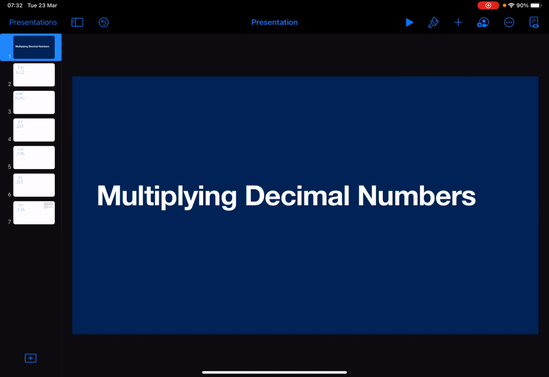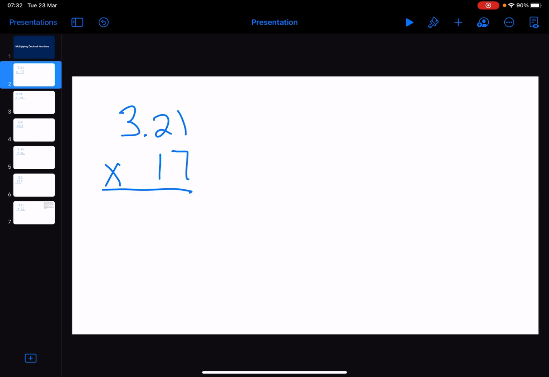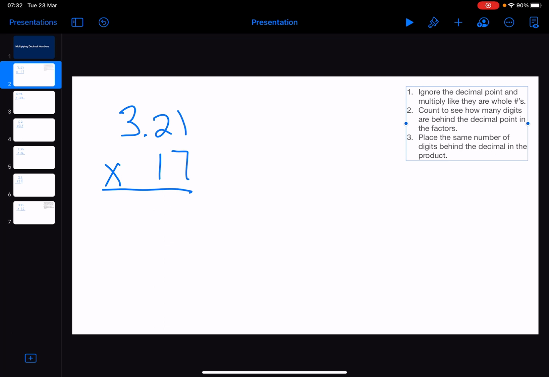Okay, today we're going to work on multiplying decimal numbers. So here's an example where we have a decimal number times a whole number. Now the way that we do this, we have 4 steps. We want to ignore the decimal point and multiply like they are whole numbers.